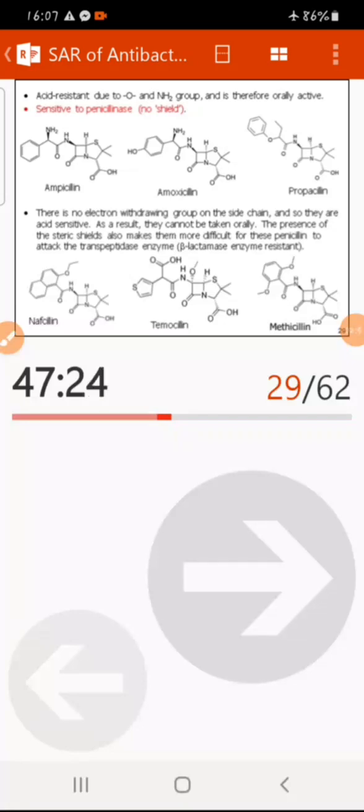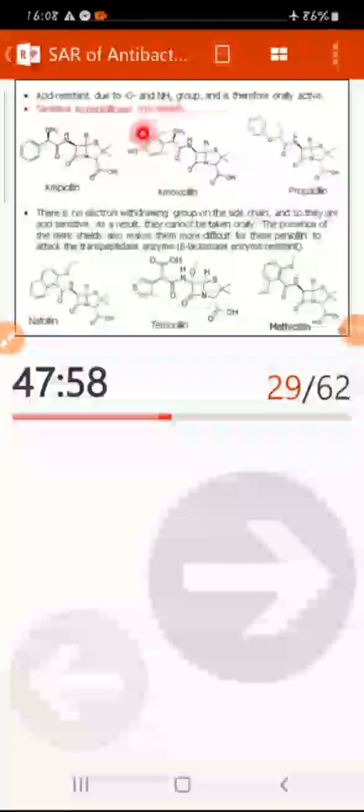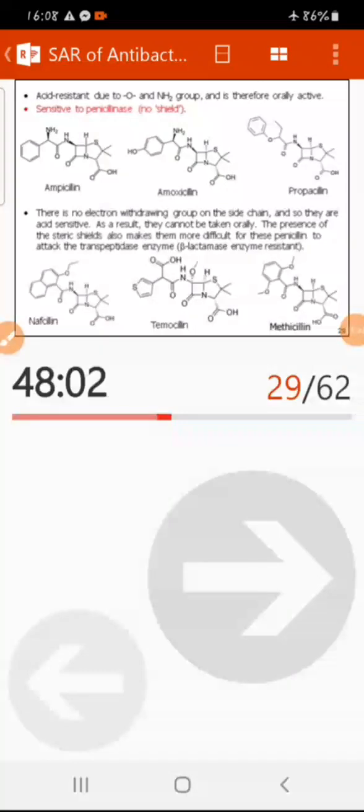Next, amoxicillin, the same thing. The alpha carbon has an amino group, therefore it is acid stable, orally available. Also, the amino group is hydrophilic, therefore the spectrum is broad. And there is no substitution at the 6th position, either halogen or alkoxy group. Also here there is no bulky group on the alpha carbon, and the alpha carbon is not part of the ring. Therefore, amoxicillin is not beta-lactamase stable. It is sensitive to beta-lactamase.